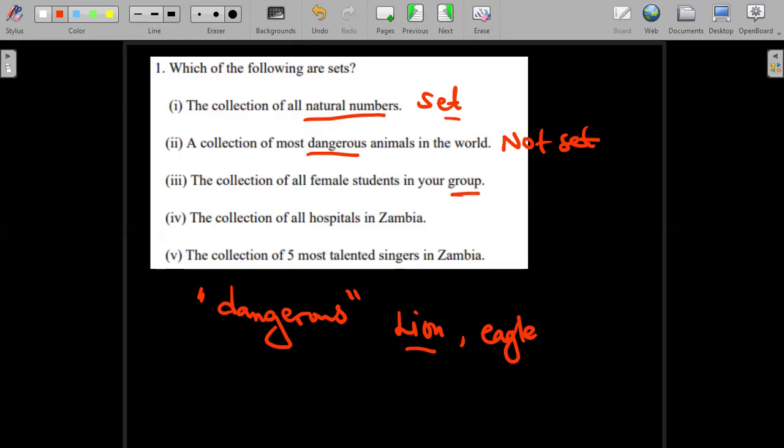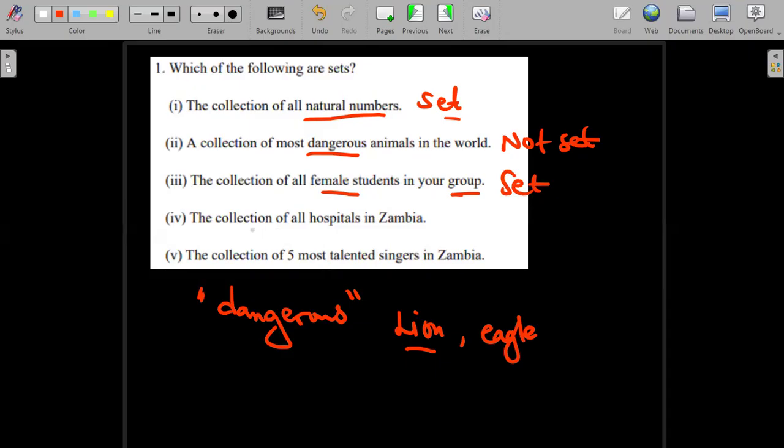So this can be maybe a TG group, this can be a lecture group, and of course, we can identify which ones are female. We can count, okay, these are females, and these are males. The collection of female students is easily identified in a group. In a classroom, you're able to tell which ones are females and which ones are not females. There's no two ways about it. So this will qualify to be a set.